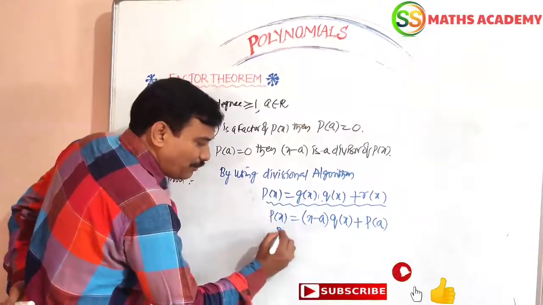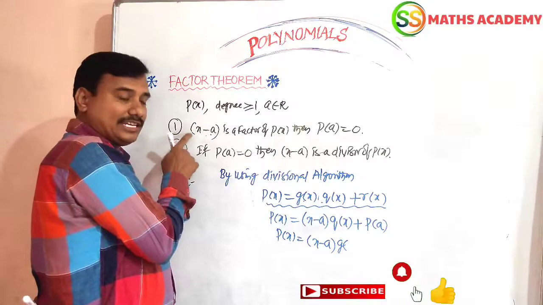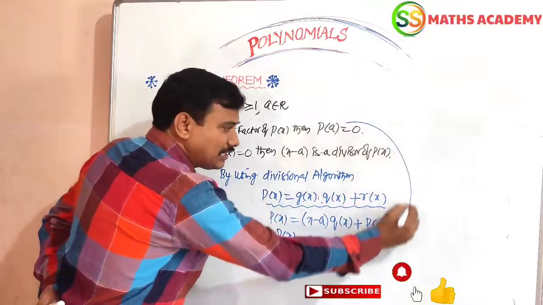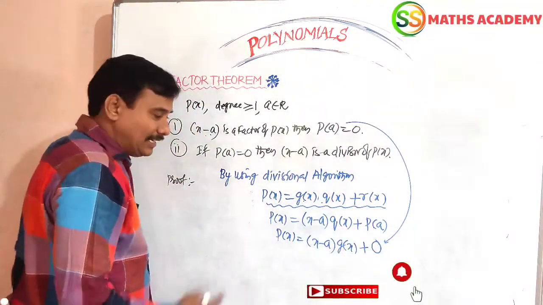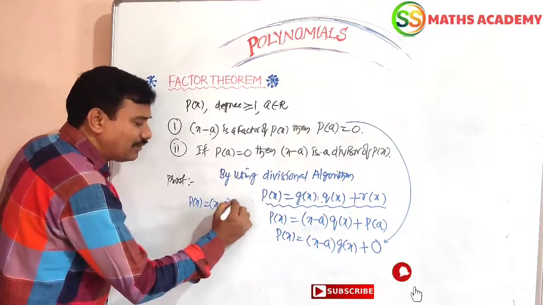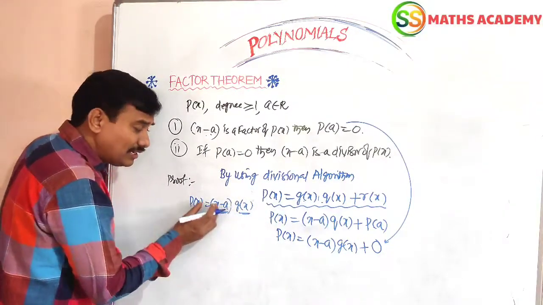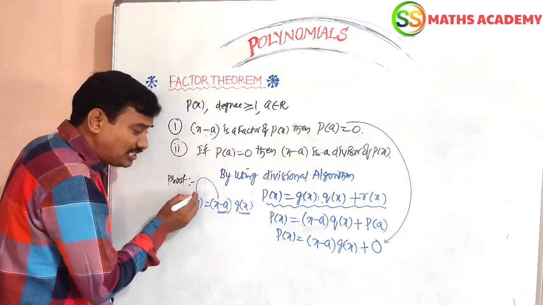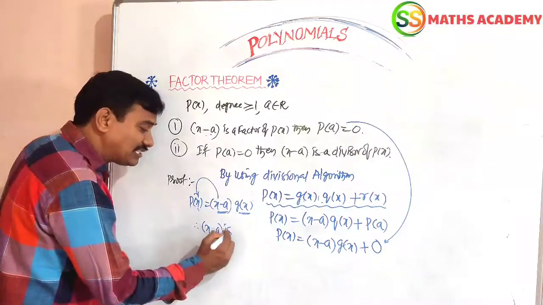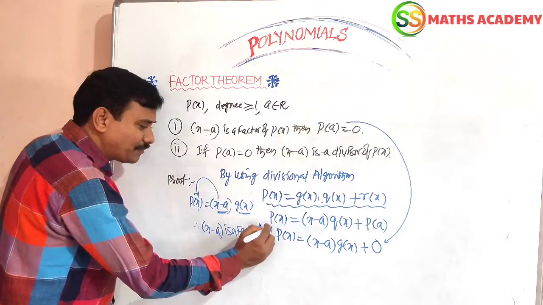You know this very well. Now P(x) equals x minus a, written as it is. I am doing the first case here: x minus a as it is, and the remainder should be 0. Friends, observe here: P(x) equals, on the right side, x minus a into g(x). These two are terms of P(x). Therefore, we can easily write that x minus a is a factor of P(x).